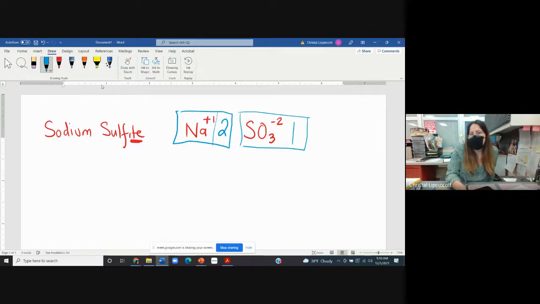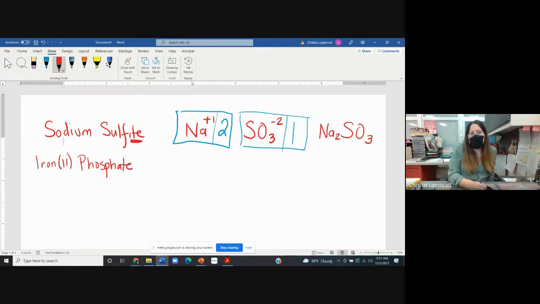Okay. Then we put all of that together as the formula. So this is going to become Na2, and I only need 1 of these, so SO3. That is the formula for sodium sulfite. Our next one says iron. It has a Roman numeral 2 in here, and it says phosphate.